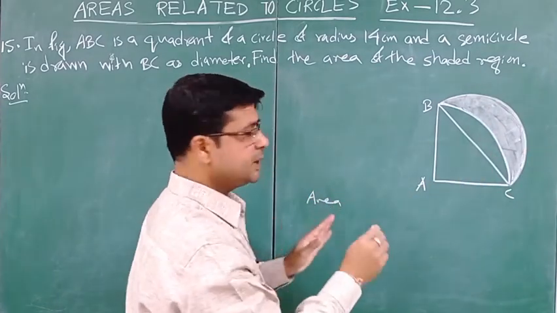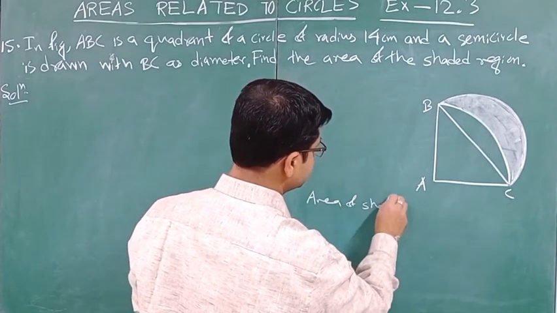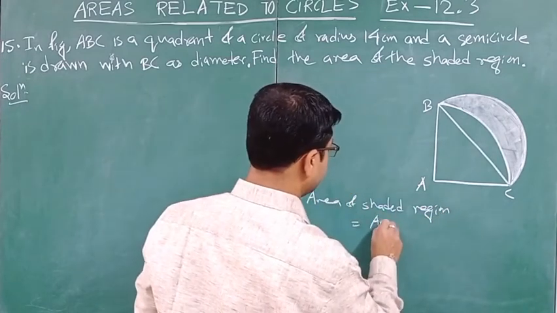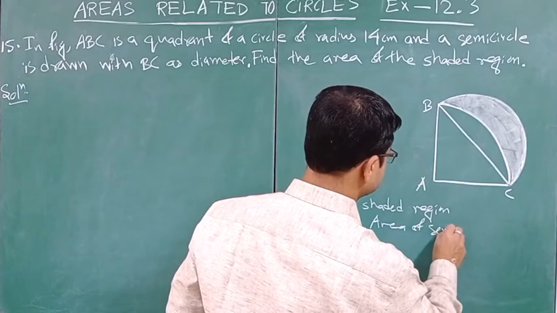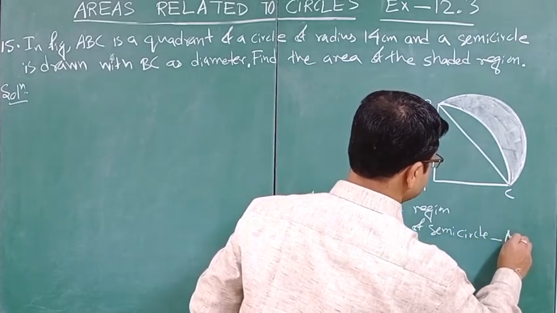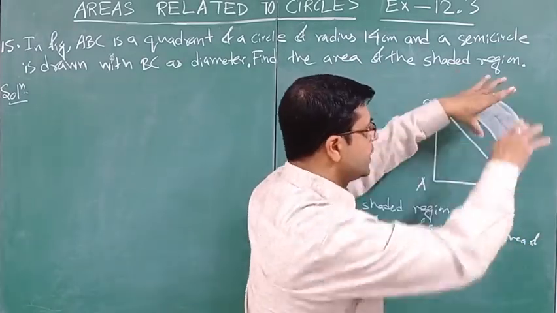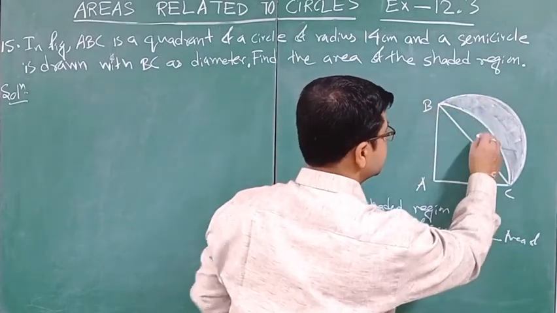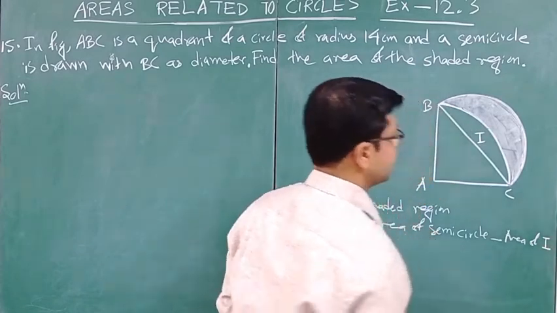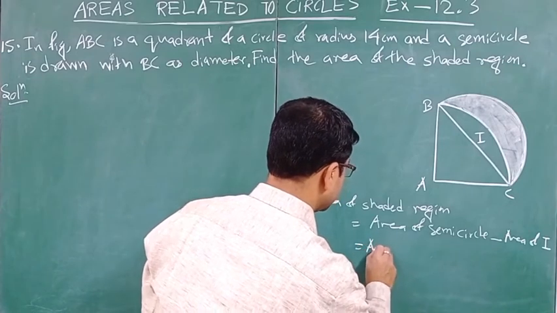At first, let us explain this, then we shall proceed for the solution. Area of shaded region is equal to area of semicircle minus area. This area of the shaded part means area of this semicircle minus this area. Let us represent it by area 1. Area of this part 1. Okay, now, what is it actually?